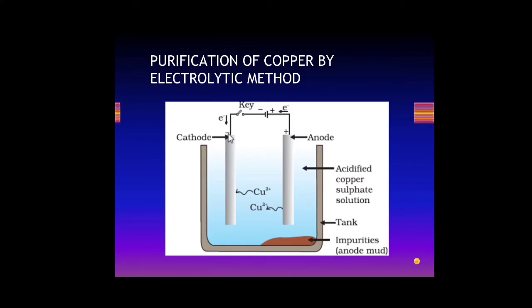And because we have started with the impure copper rod on the anode side, we will see a lot of impurity or anode mud found below the anode in the electrolytic cell. The brown part on that image is the impurities, the anode mud.